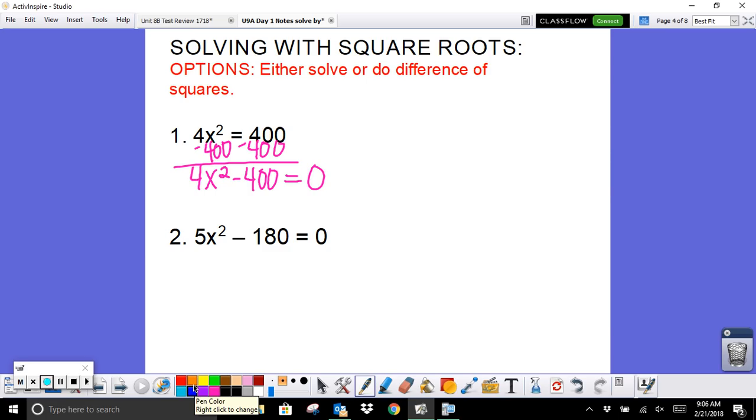Okay, so I have it equal to 0. Now I just need to factor this. So I'm looking for a GCF. Well, they both have 4 in common, so I can factor that out. So I have 4, and then x squared minus 100 now.